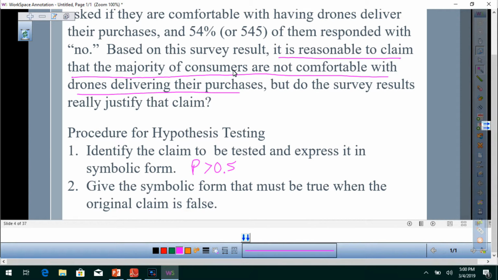It is reasonable to claim that the majority of customers, greater than 0.5, are not comfortable with drones. 2, give the symbolic form that must be true when the original claim is false. So that's going to be P is less than or equal to 0.5. All right, it's really that simple.